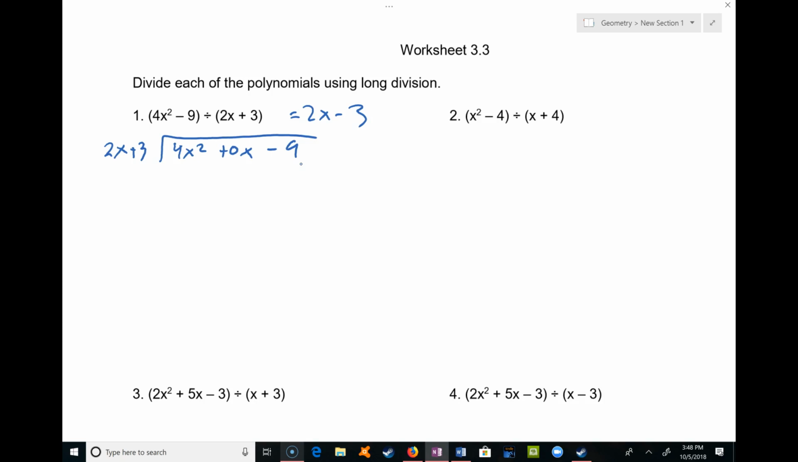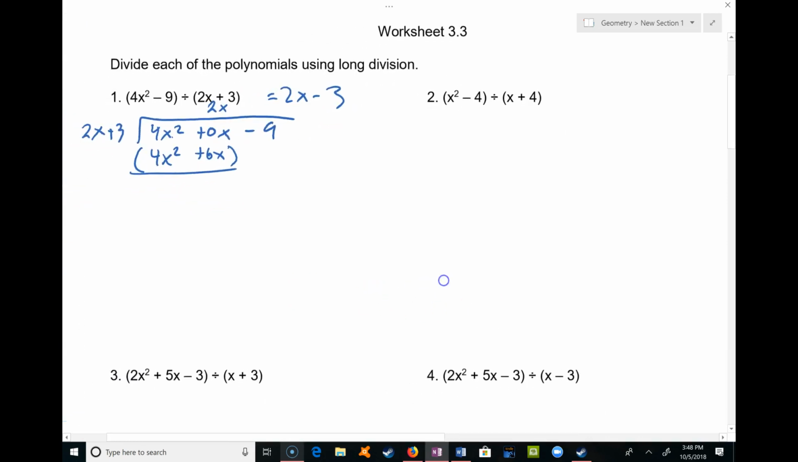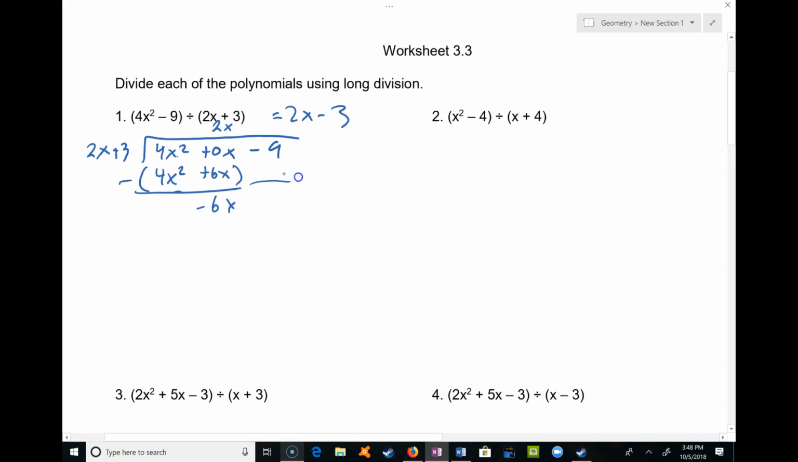Okay, so the first step is to say what times 2x equals 4x squared, and the answer is 2x. So then I multiply 2x times 2x, which gives me 4x squared. And every time you do this, that should happen. You should get the exact same thing as the first term, because that's what we're trying to do, is eliminate that first term. Then we multiply 2x times 3, and we get positive 6x. And then the elimination happens when we subtract. So 4x squared minus 4x squared is 0, and 0x minus 6x would be negative 6x. And then we bring the negative 9 down, so that goes there.